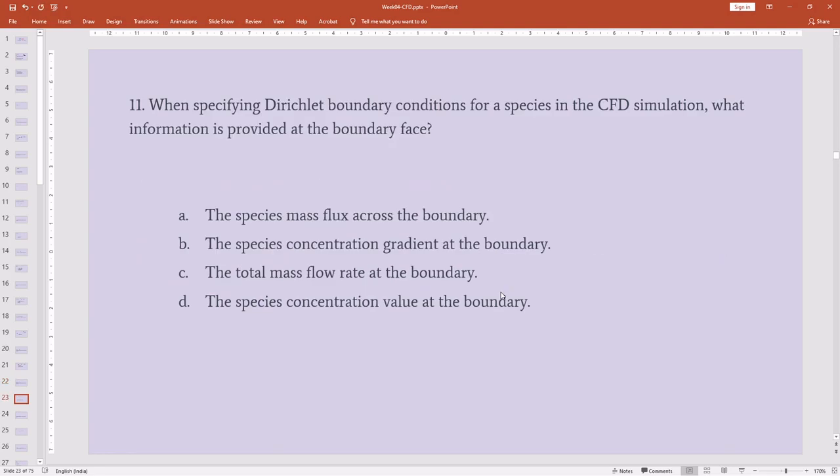Next one. When specifying a Dirichlet boundary condition for a species in a CFD simulation, what information is provided at the boundary? Option A, the species mass flux across the boundary. Option B, species concentration gradient at the boundary. Option C, total mass flow rate at the boundary. Option D, the species concentration value at the boundary. You can inbox your answers.